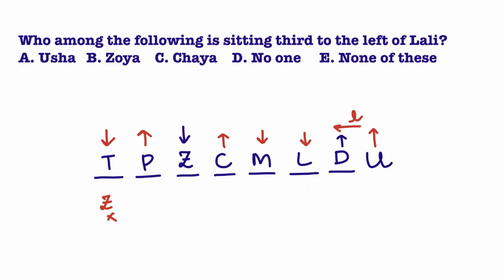Who is sitting third to the left of Lali? Firstly, Lali is facing south. So this happens to be Lali's left side. And this is Lali's right side. He's asking third to the left of Lali. We have first left, second left. There is no one onto the third. So option D is the answer.